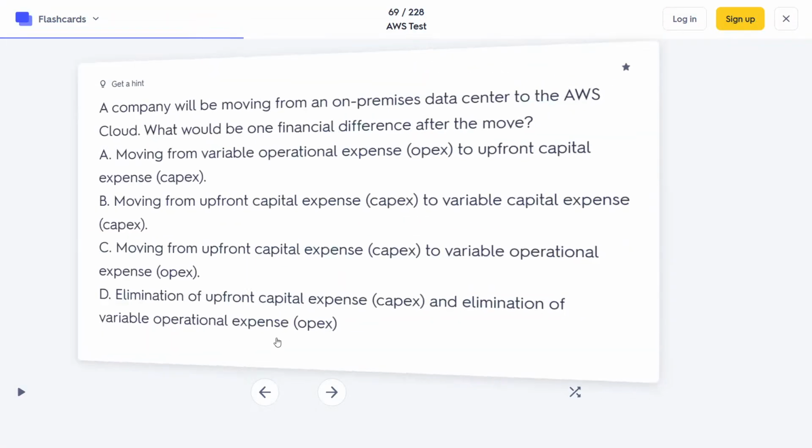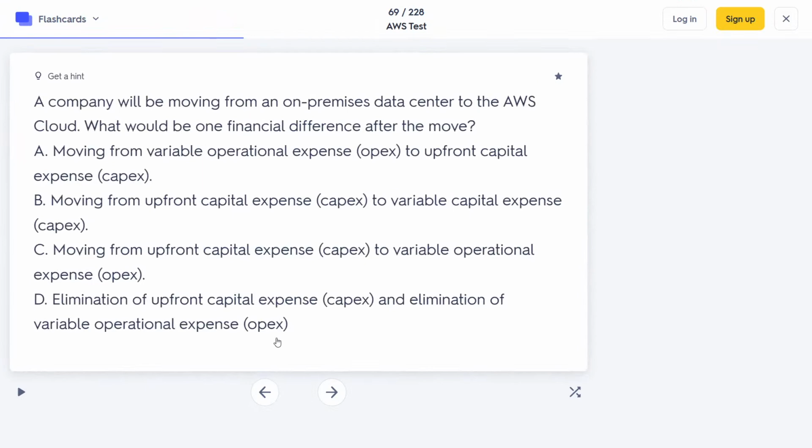Okay, my friends, let's move on to the next question. A company will be moving from on-premises to the AWS cloud. What would be one financial difference after the move? That means what is something that we pay on premises but we will not pay on the AWS cloud.